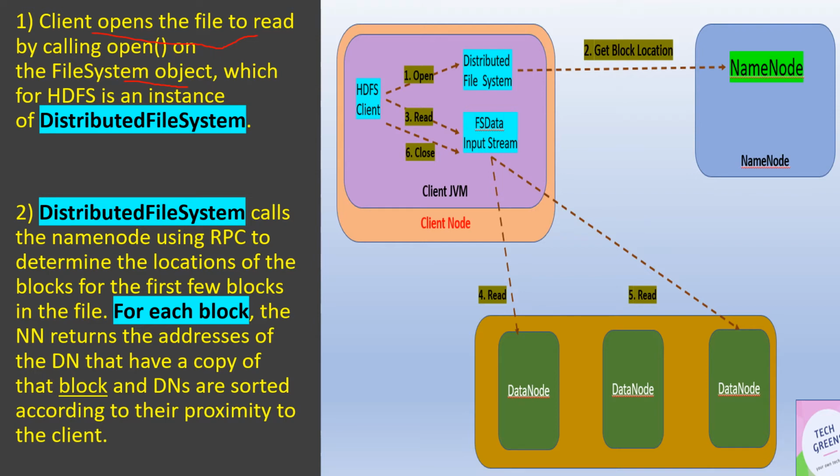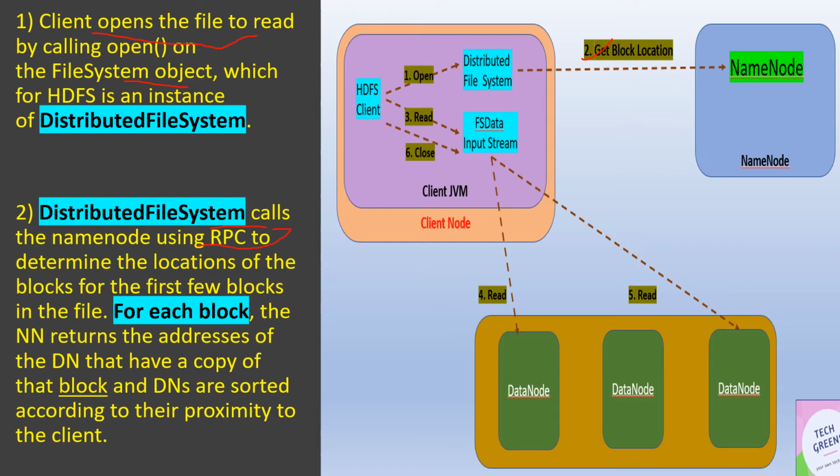This distributed file system, in step 2 here, calls the name node using RPC to determine the location of the blocks. Suppose it has to read one file, say a.txt. Regarding that file, the distributed file system will get the information from the name node about where all the different pieces or blocks of this file are stored on the different data nodes.